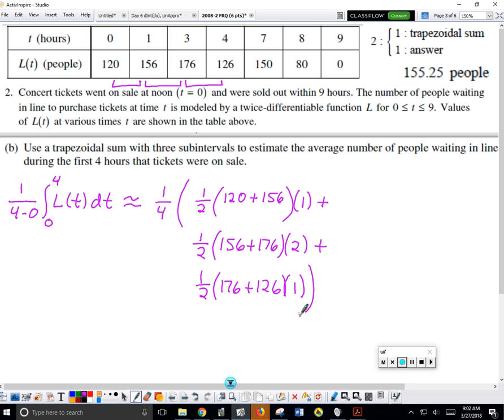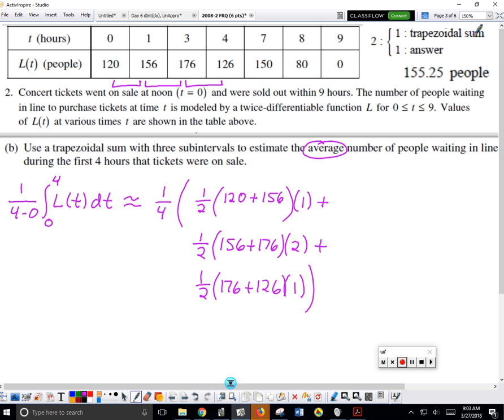Now I read again. I always do some work, and then I read to make sure I've done what they said I'm supposed to do. Use a trapezoidal sum, good. 3 subintervals, 1, 2, 3, to estimate the average number. Yep, I'm doing an average. People waiting in line, first 4 hours, that's all they said to do, I quit right there. I don't do anything else, because on the FRQ, I don't have to simplify anything. So that's going to give me the full points. I don't actually have to come up with this number. This will give you full credit.